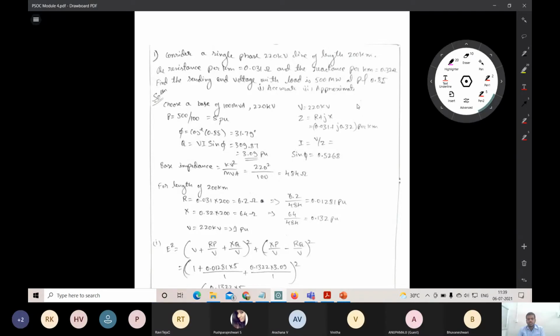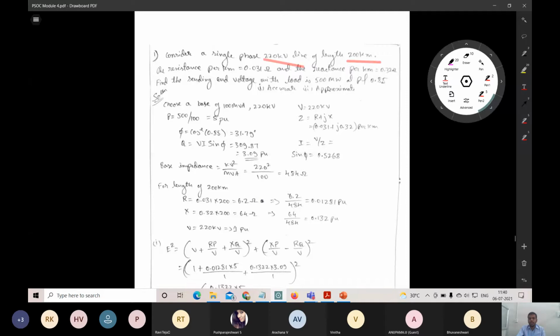Mathematically we analyze. Now we will solve some numericals based on this relationship. So consider a single phase 220 kV line. 220 kV is the voltage and 200 km is the length of our transmission network.